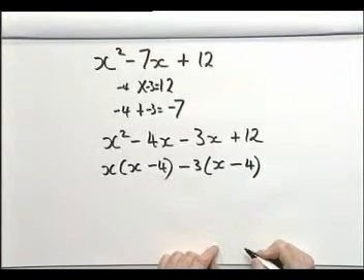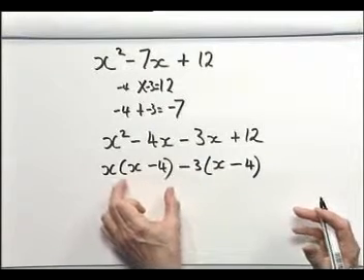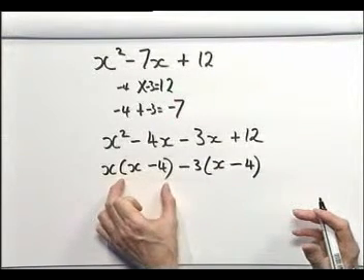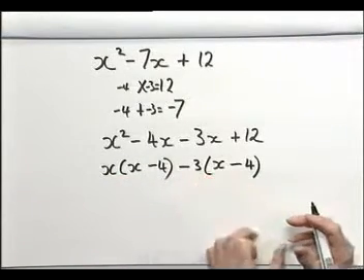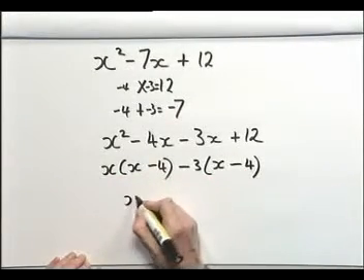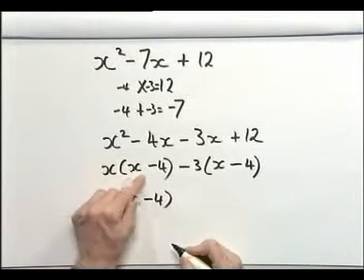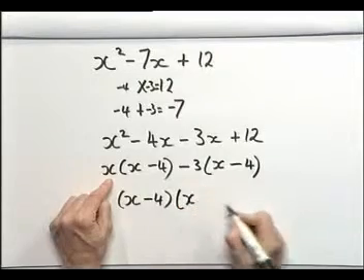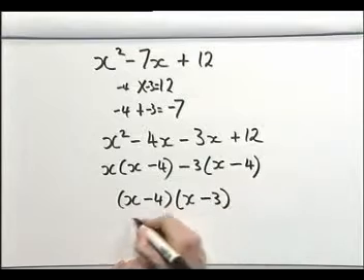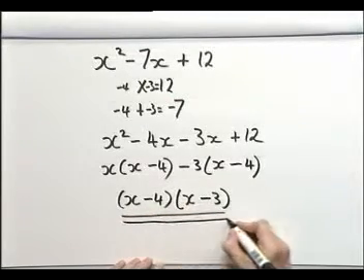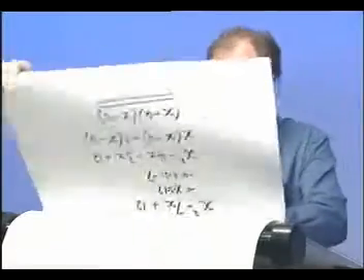And close the bracket. Now again, I've got two lumps of algebra, and in each one there is the same common factor of x minus 4. So I'll take that as my common factor, x minus 4. Then I've got x minus 4 times x, and x minus 4 times minus 3. And that's my factorisation of that. Let's take another one.